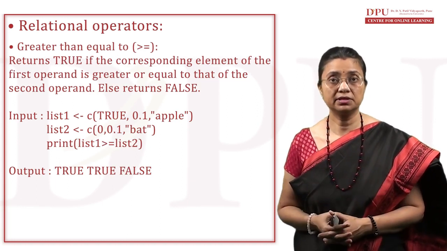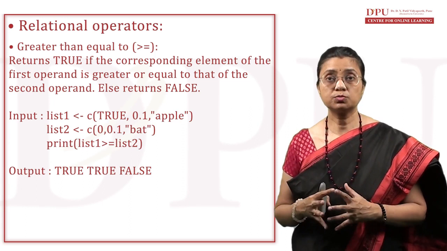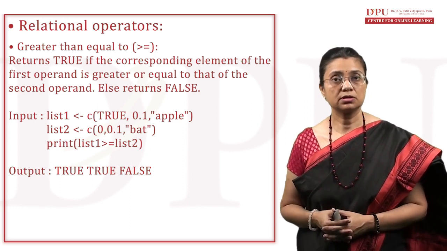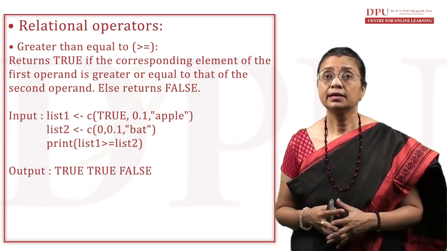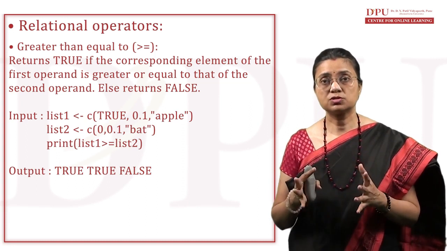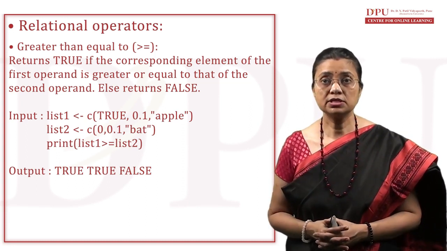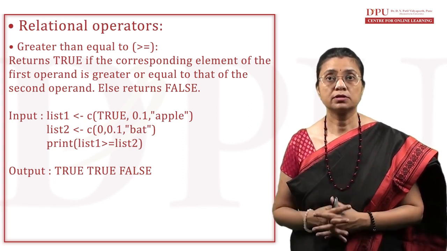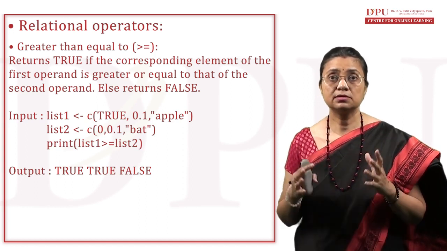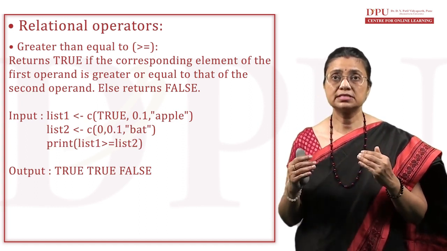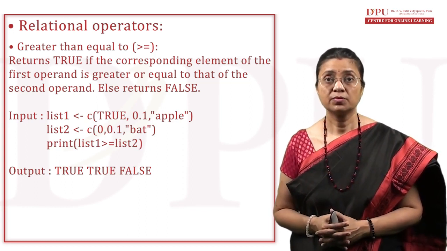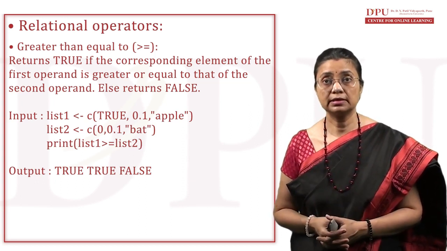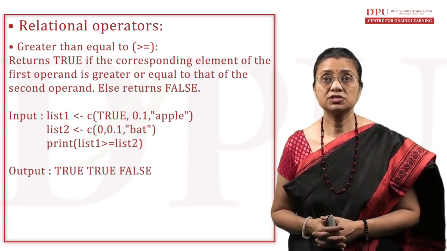Likewise, we have the greater than operator, which is returning true if the corresponding element of the first operand is greater than the second operand. Otherwise, it will return false. Here you can see that the input remains the same, which is list1 and list2, and you can see over here the output. The output is true, false, and false. So you can see over here that the code remains the same. In all the 6 relational operators, the codes remain the same. Only the relational operator is changing. And that is what we have to understand, that here we are just checking the relational operator.